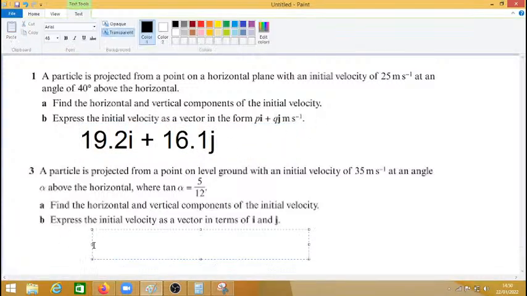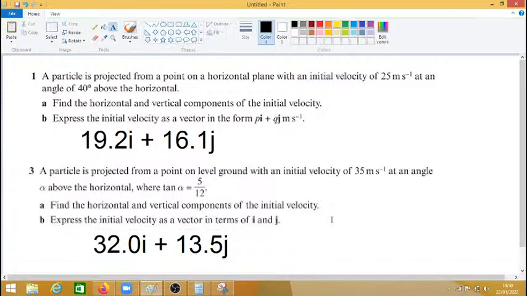And then the next one, what you had was good. So 32 for the horizontal. So I'd round that to 32.0 and add an I, plus 13.5, and then J for that.